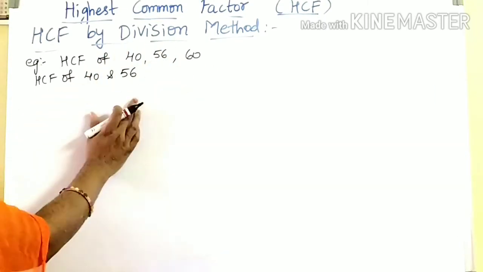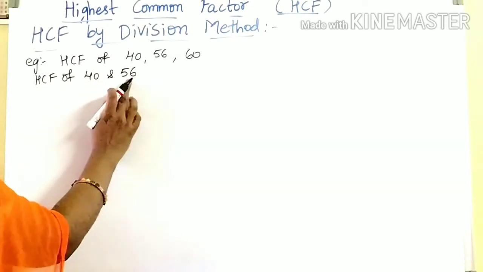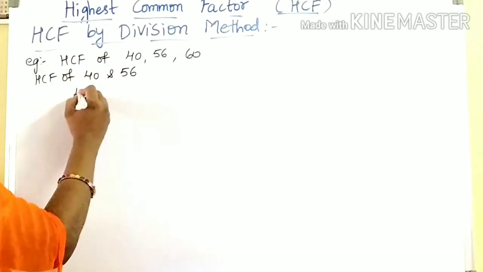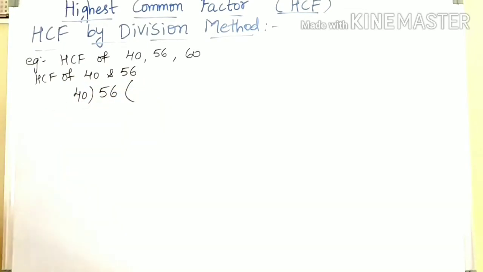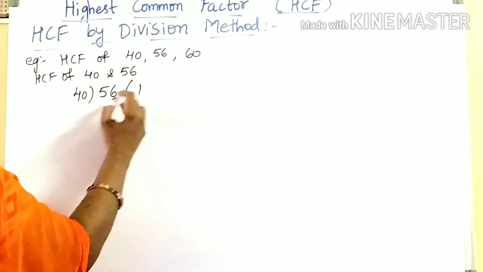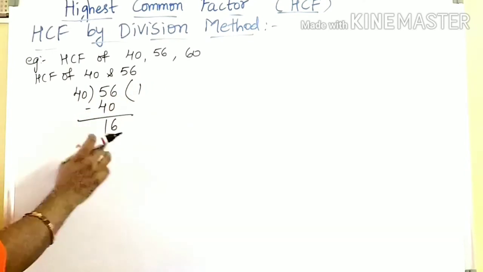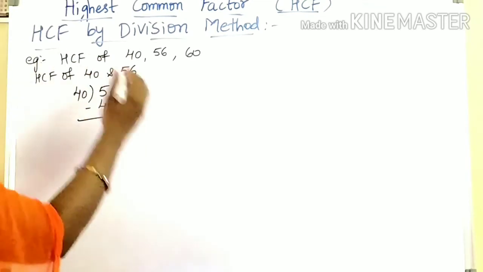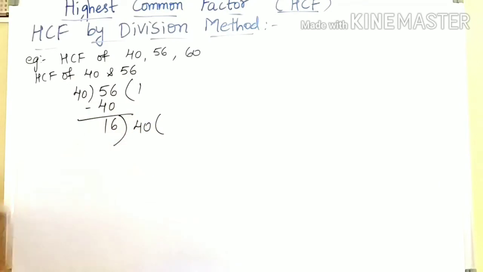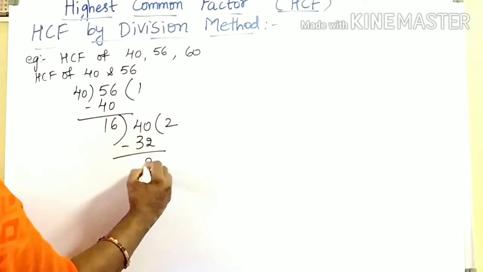In this, which is smaller, which is greater? 40 is smaller, 56 is greater. So divide 56 by 40. Here 40 is the divisor, 56 is the dividend. How many times will 40 go? 40 ones are 40. So what is the remainder? 16. Now 16 is the remainder, this will become the divisor and the previous divisor will become the dividend. Now how many times will 16 go? 16 twos are 32. When you do subtraction, you got 8.